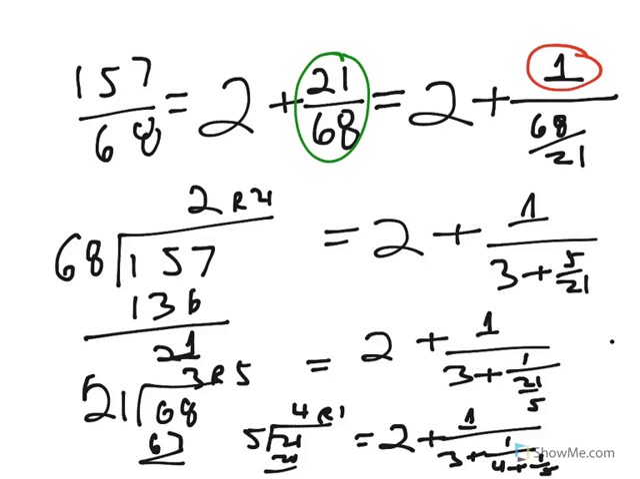Why is it that I'm allowed to stop? It's because finally and eventually, hopefully, you end up with a remainder of 1. And when that happens, you get to stop the process. We can write this continued fraction as 2 semicolon 3 comma 4 comma 5.